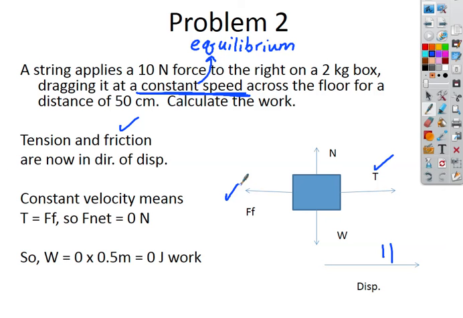But will the overall energy of the system increase? Okay, let's think about this. Well, if it's moving at constant velocity, that means the tension must equal the frictional force, which means the net force is 0. So what's the actual amount of force being applied to the object? The answer to that is 0.